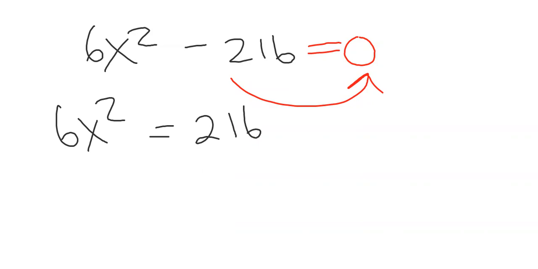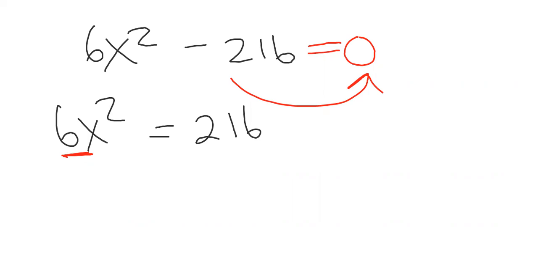Then you do the same thing. Go back and look at the coefficient of x squared. The coefficient of x squared is 6. Now look at that coefficient and ask yourself, if I take the square root of 6, will I get a whole number? The answer will be no. You are not going to get a whole number when you take the square root of 6.